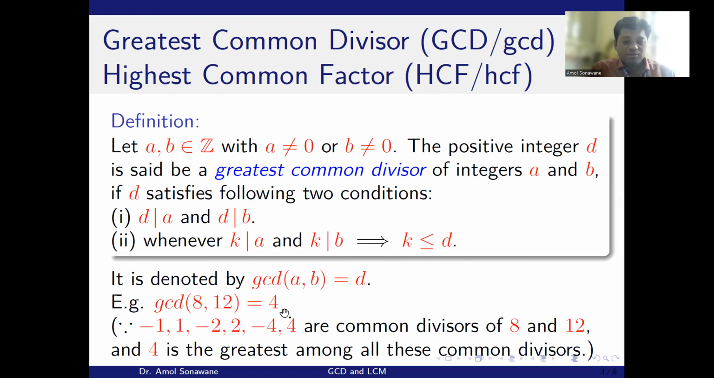See, for example, 4 is the GCD of 8 and 12 because -1, 1, -2, 2, -4, 4 are common divisors of 8 and 12, and 4 is the greatest among all these common divisors of 8 and 12. Means 4 satisfies both these conditions for integers 8 and 12. So 4 is the GCD of 8 and 12.